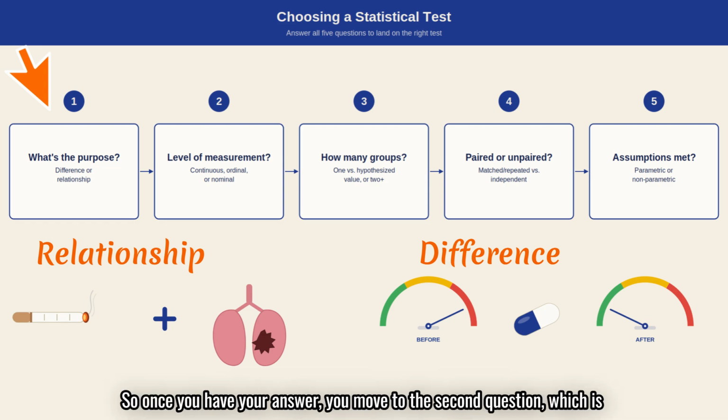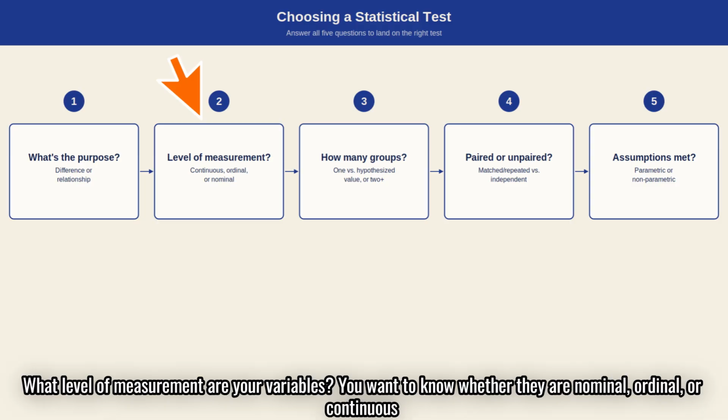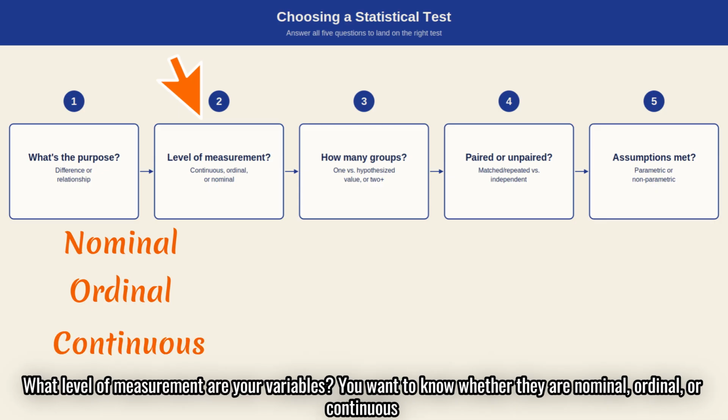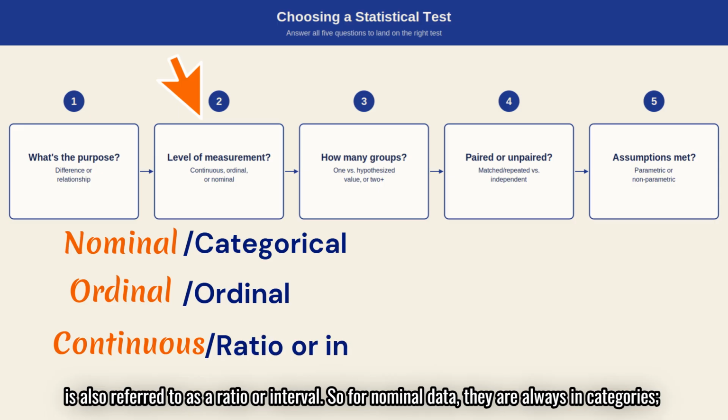So once you have your answer, you move to the second question, which is, what level of measurement are your variables? Now, you want to know whether they are nominal, ordinal, or continuous. And I want you to know that nominal is also known as categorical, ordinal is usually just ordinal, while continuous is also referred to as ratio or interval.